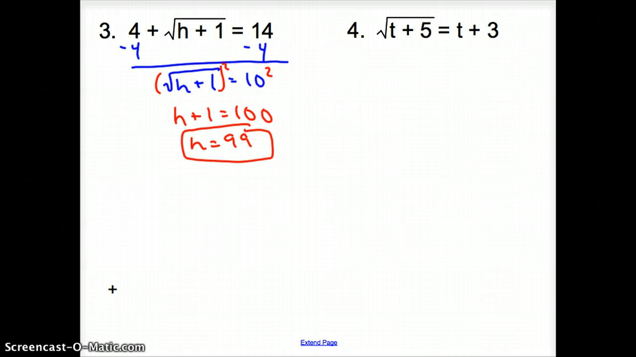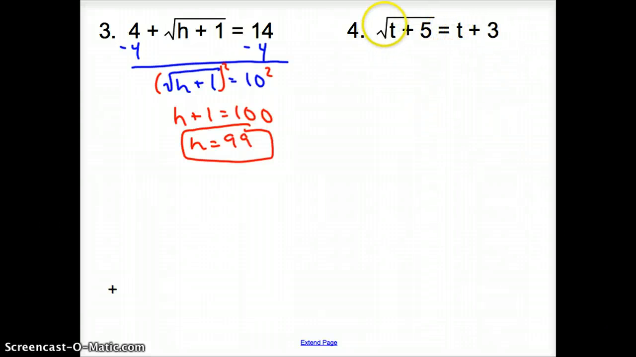Now with number 4, take a peek at number 4. What looks different from 4 going back to 3? Notice here on 4 where we have an extra variable on this side. Notice no variable here. Here we have an extra variable. Ladies and gentlemen, when that happens, we have to do something a little special.